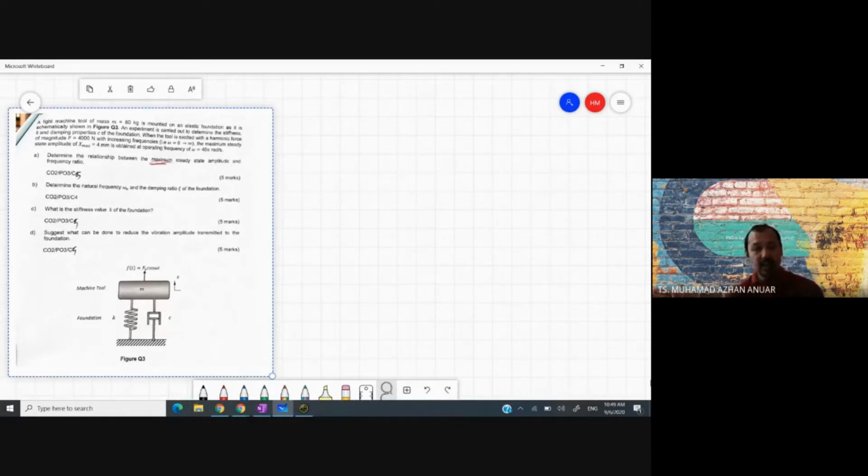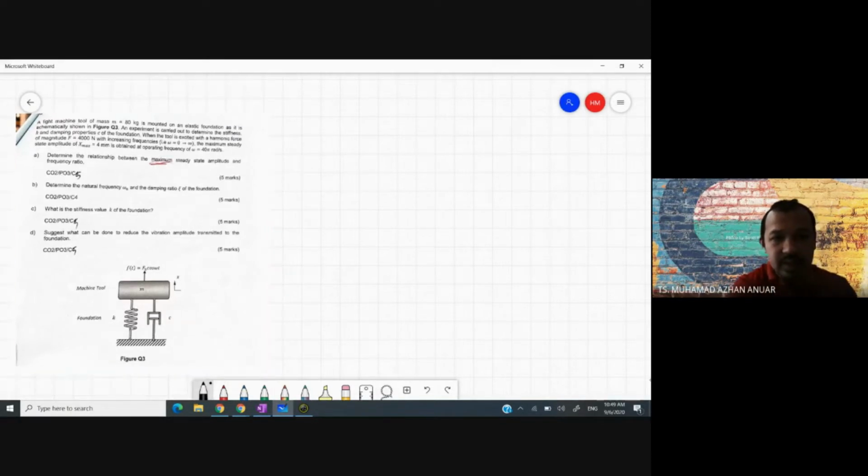All right, so let's solve this question together. Determine question A: determine the relationship between the maximum steady state amplitude and frequency ratio. This is similar to your test question. So let's solve question A together.